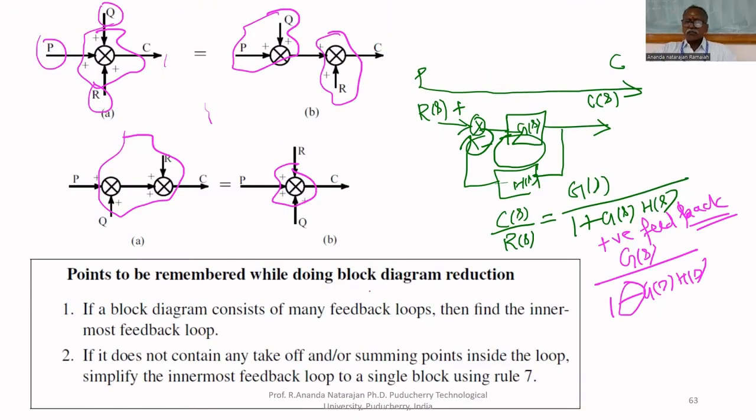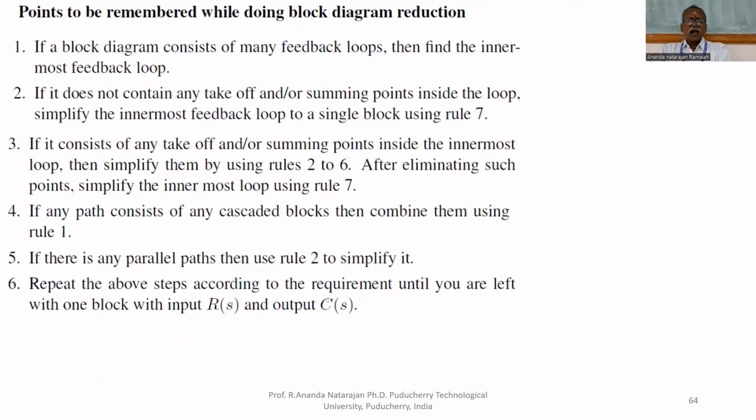So, points to be remembered while doing block diagram reduction. If the block diagram consists of many feedback loops, find the innermost feedback block. Many blocks are there and we cannot do all at a time, so we have to simplify one by one. First, simplify the innermost block. That innermost block should not contain any takeoff or summing block. Then only you can simplify it.